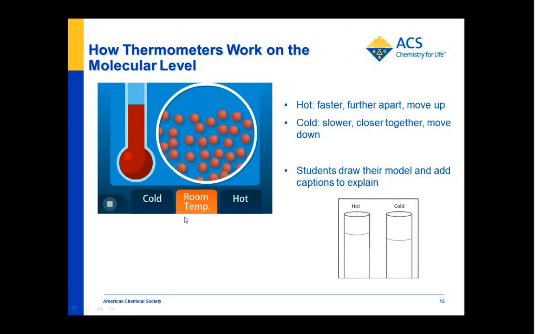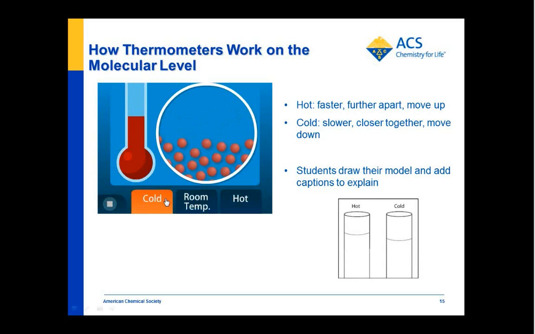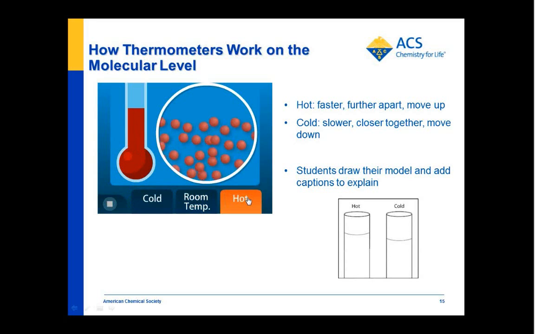So we take another look. All these animations are on middleschoolchemistry.com, incorporated into the lessons, so that when the kids investigate a phenomenon, you can help them understand it on the molecular level. So that's at room temperature. If you put the thermometer in cold water, it cools the liquid in the thermometer. The molecules move slower, they get a little closer together, and they move down the thermometer. If you put it in hot water, the liquid in the thermometer gets hotter. The molecules move faster, get a little further apart, and move up the thermometer.